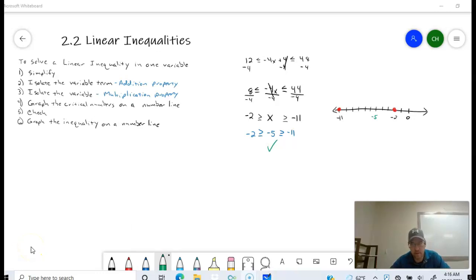So that is everything that I have for you on linear inequalities. These just take some practice, and remember to flip those inequality signs when you multiply or divide by negative. You should do okay at this section.